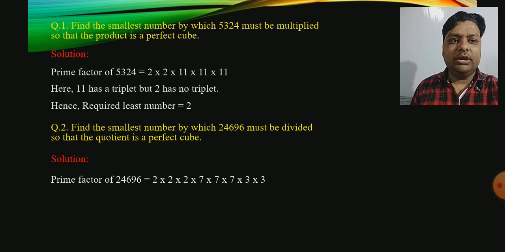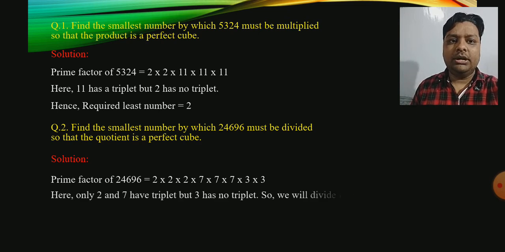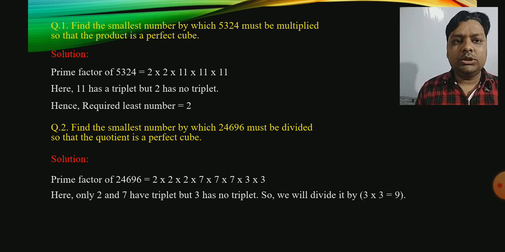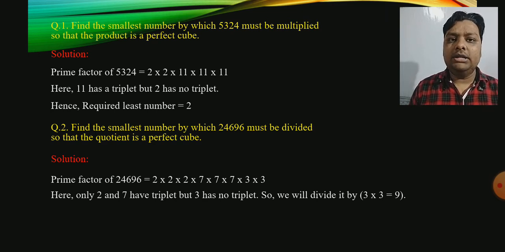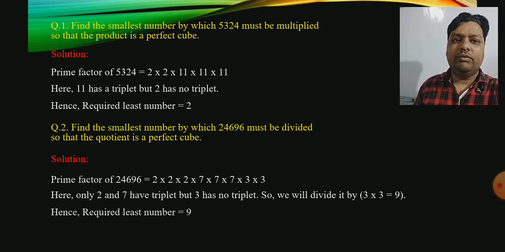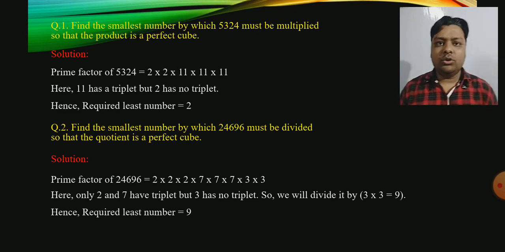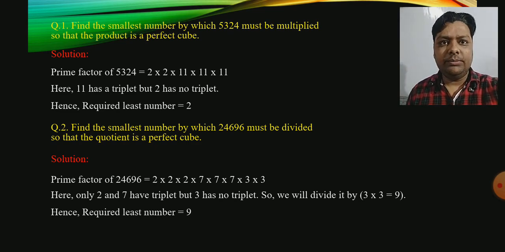So we will remove 3 into 3. 2 and 7 have triplets but 3 has no triplet, it is 3 raised to 2. It means 3 into 3, that is 9. So we will divide this number by 9. So the smallest number will be 9. Okay student, I hope that you all have understood.